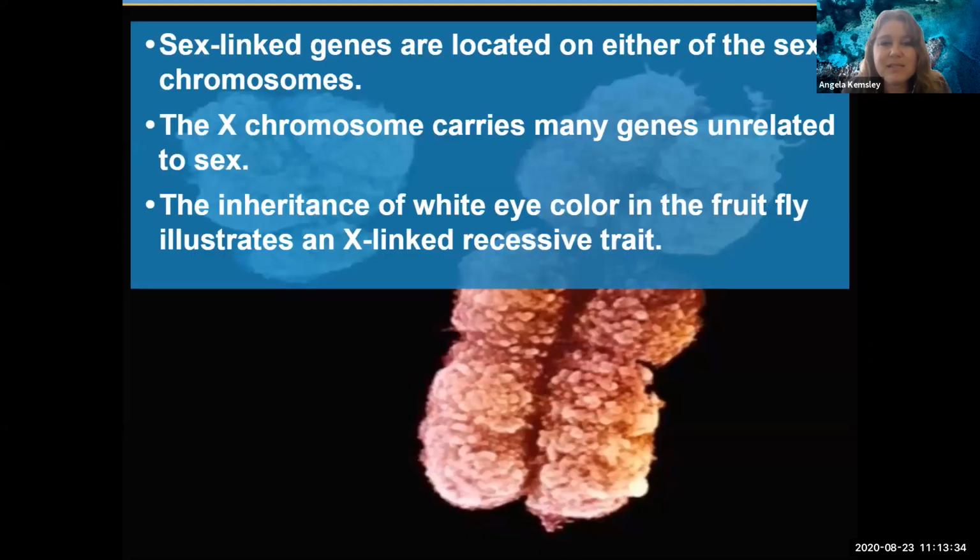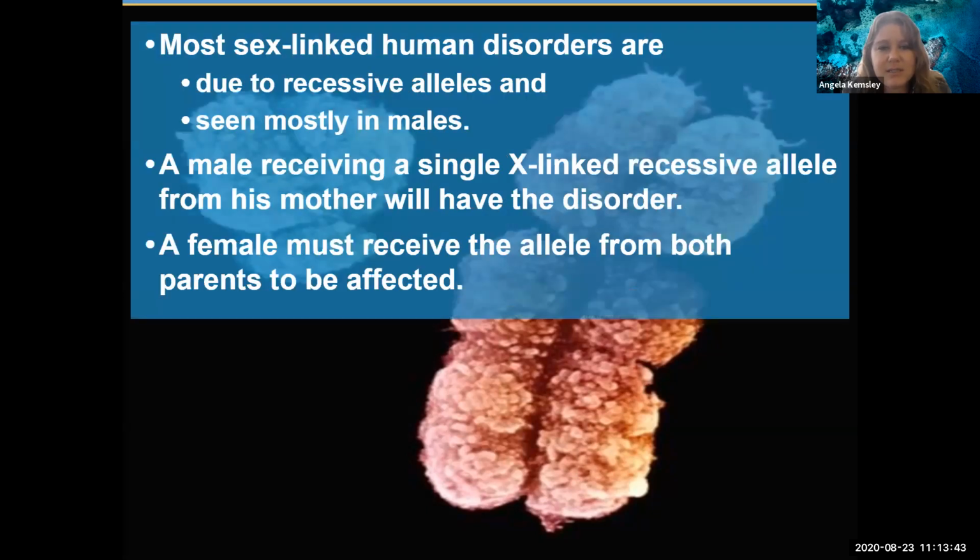So sex-linked genes are located on either sex chromosome. The X chromosome carries many genes unrelated to sex, right? We just looked at this. Most sex-linked human disorders, like I said, are recessive, and because of this, are seen mostly in males, because a male only receives a single X. So a male that receives a single X-linked recessive allele from his mother will have this disorder. But females have to get it twice.